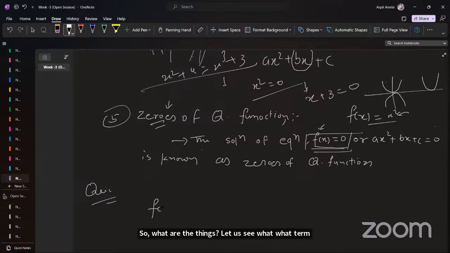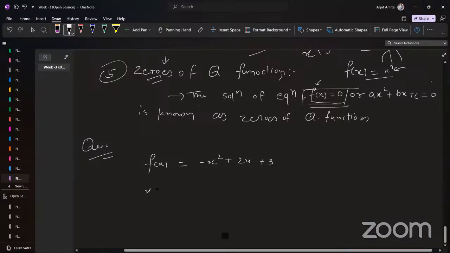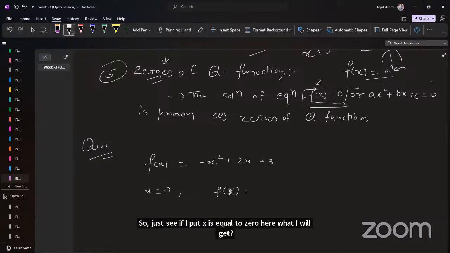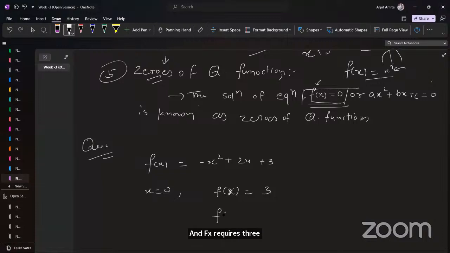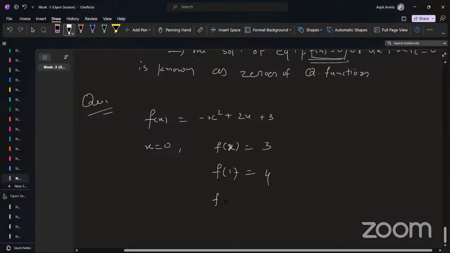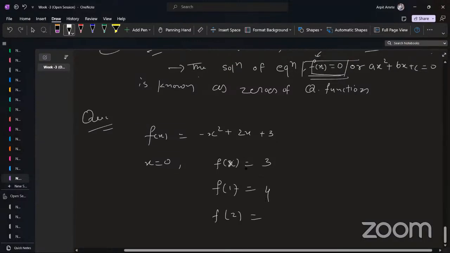Suppose you have a function like this, f(x) = -x^2 + 2x + 3. If I put x = 0 here, what I will get? f(x) = 3, right? If I put x = 1 here, what I will get? -1 + 2 + 3, which is 4. If I put 2 here, what I will get? -4 + 4 + 3, which is 3, right?